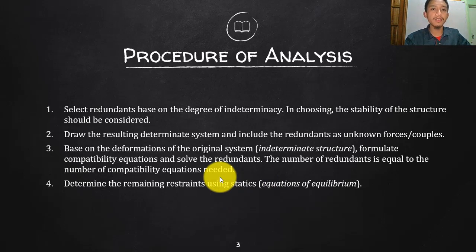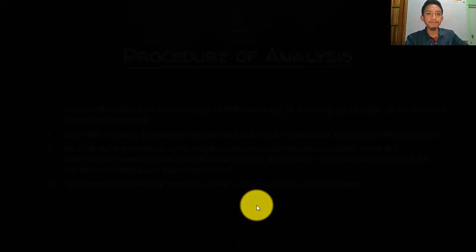We call it deformation because we are solving the other restraints using the deformations, the deflections, and the rotations. So that is why we call this one the consistent deformation method.